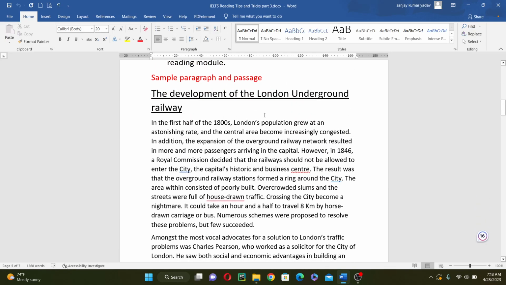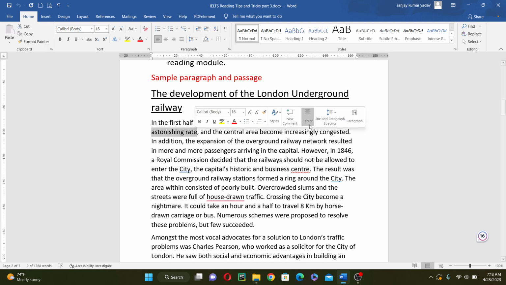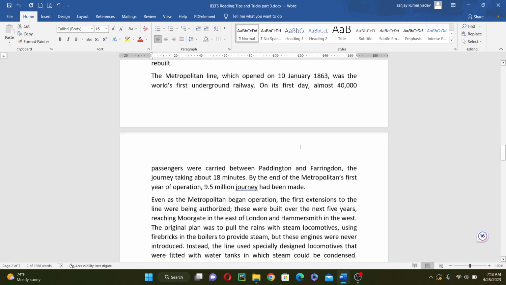So, okay. So 1800, yes. In the first half, it means 1800 to below 1850, right? So in the first half of the 1800s, London's population grew at an astonishing rate. Astonishing rate means rapidly, right? And what has increased rapidly? Population grew, and London's population has grown rapidly.